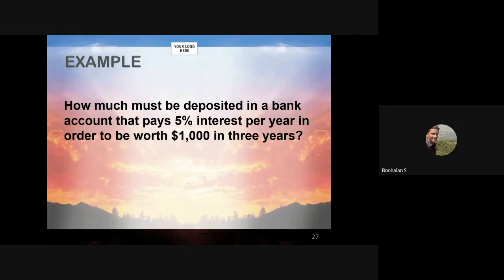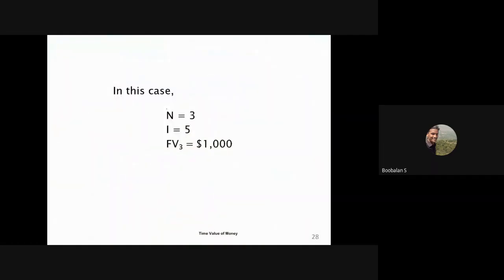It is for 3 years, and they are given $1,000. It will pay 5% interest. How much should be deposited? So question 3: the number of years is 3, the interest rate is 5%, and 3 years later we get $1,000. What will be the deposited amount?